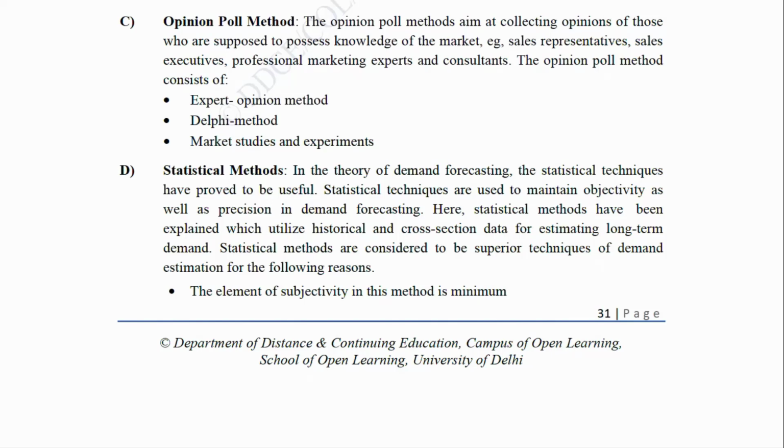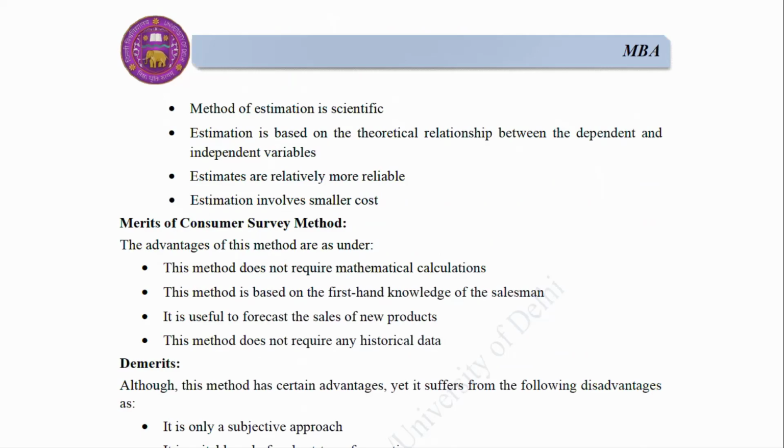A. The element of subjectivity in this method is minimum. B. Method of estimation is scientific. C. Estimation is based on the theoretical relationship between the dependent and independent variables. D. Estimates are relatively more reliable. E. Estimation involves smaller cost.